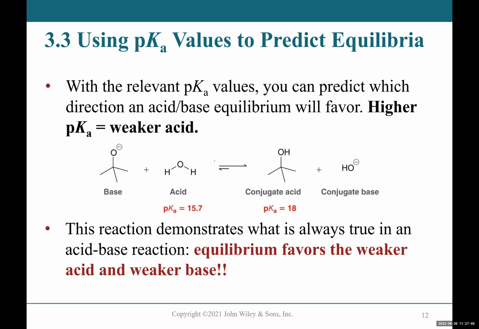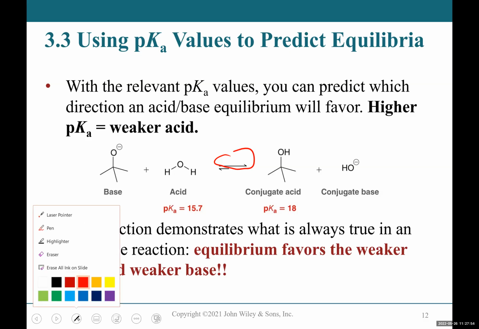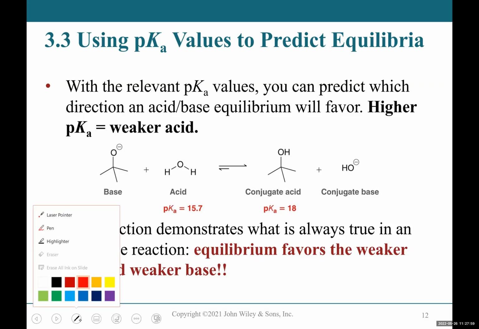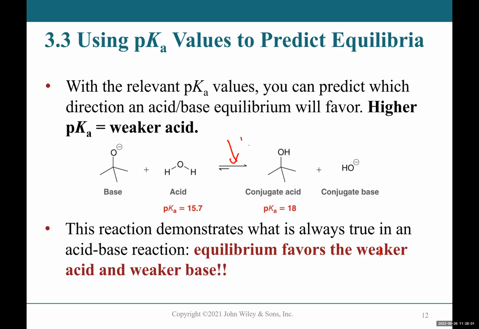And the reason why they have a longer arrow right here, oh, that's kind of in the way, isn't it? Note that this is longer, and the reason why it's longer is it has a smaller pKa value. If it has a smaller pKa value, that means it's more generally going to go in this direction for equilibrium. So equilibrium favors the weaker acid and weaker base. So the higher the pKa, the weaker the acid.